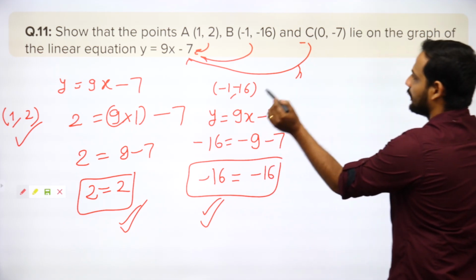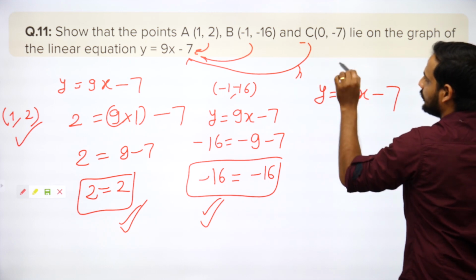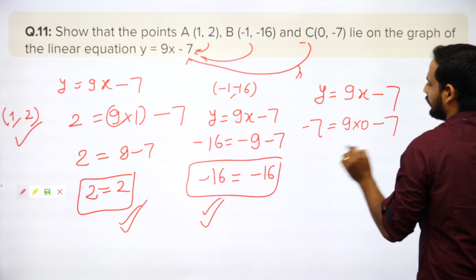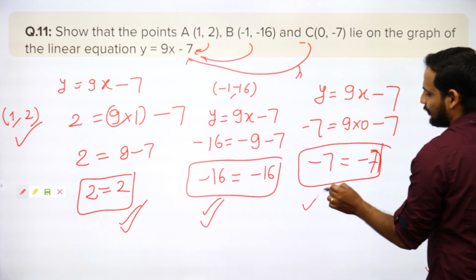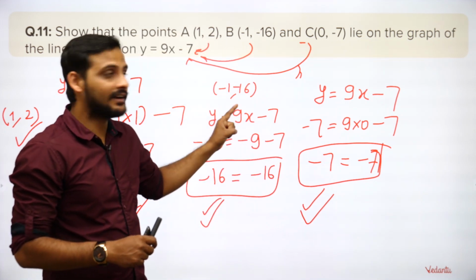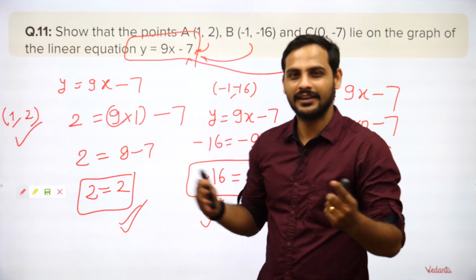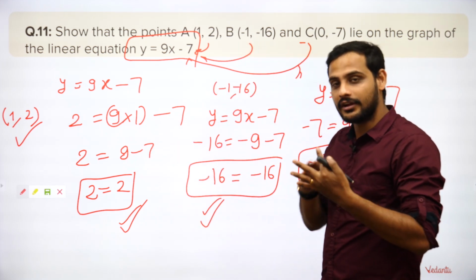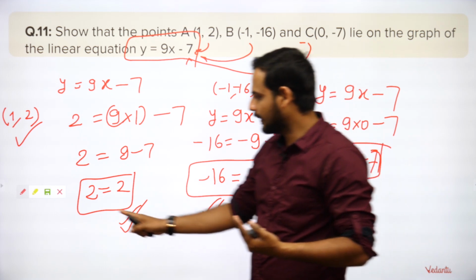Let us check the next point, (0, -7). So y = 9x - 7. What do you want? You want x to be 0, y to be -7. So -7 is equal to 9 into 0 minus 7. So -7 is equal to -7. And as we can see, all the 3 points are satisfying the equation. That means these 3 points will definitely lie on the graph of this equation. So this is the simplest approach, rather than drawing the line first and then plotting the points. It will be very difficult. This is very easy. Okay, chalo.